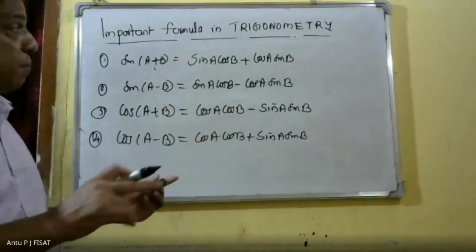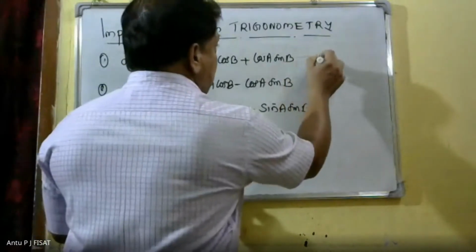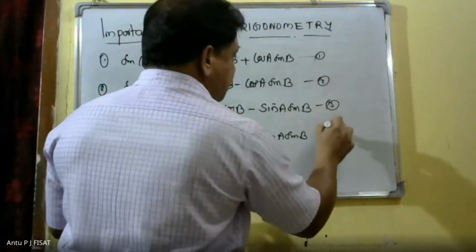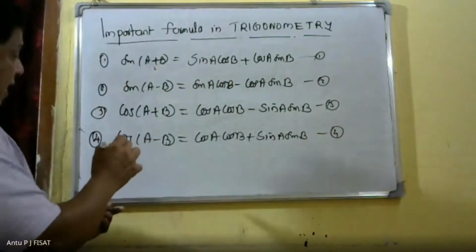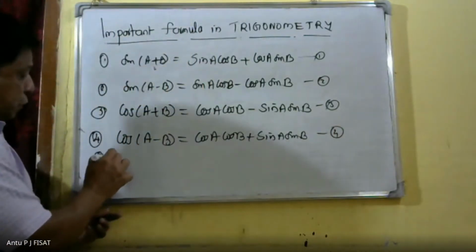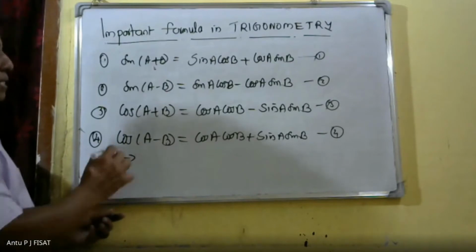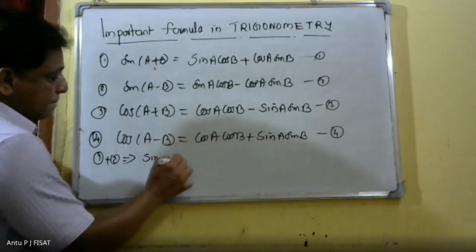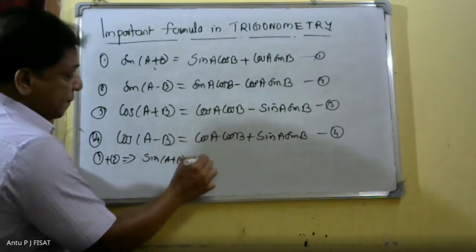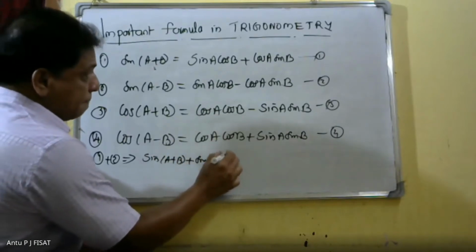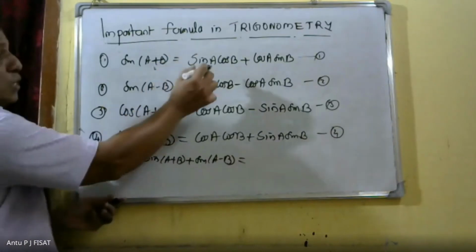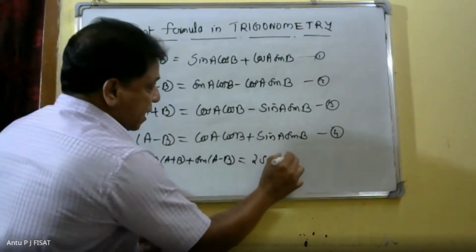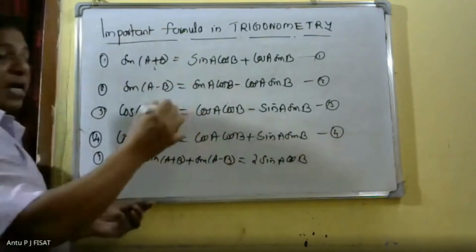We make other formulas. Take this as equation 1, this is 2, this is 3, this is 4. Then we add equation 1 plus equation 2, which implies sin A plus B plus sin A minus B is equal to, when adding these two equations, 2 sin A cos B. Another formula, 2 sin A cos B.